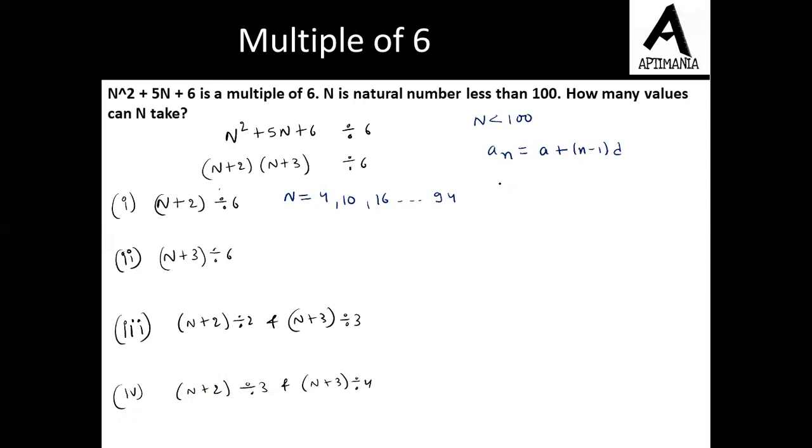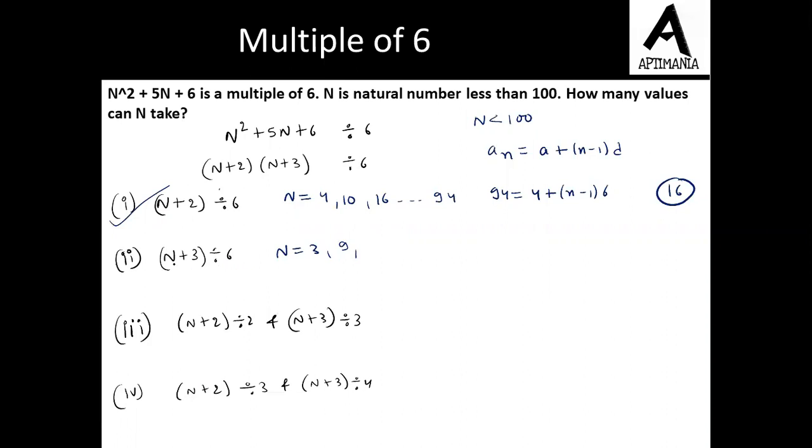So applying this formula in this particular AP, 94 is equal to A plus n minus 1 times D. We need to find out how many terms are there, and common difference is 6. So on solving, for n we'll get the value of n is 16. So we have 16 values possible for n which satisfies this first condition. Now let us move to second condition. N plus 3 is divisible by 6, so we can have the values of n which vary from 3 and after a difference of every 6 value.